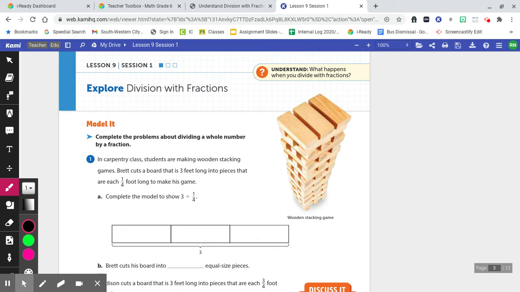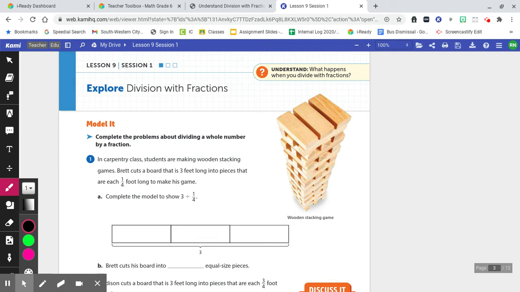So we're going to be looking at division with fractions. Let's read the problem here. Complete the problems about dividing a whole number by a fraction. Number 1, in carpentry class, students are making wooden stacking games. Brett cuts a board that is 3 feet long into pieces that are 1/4 foot long to make his game. Complete the model to show 3 divided by 1/4.